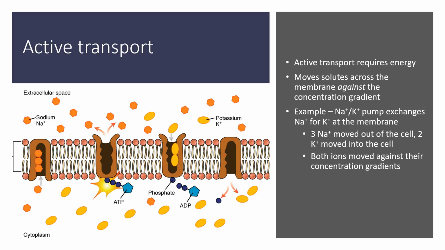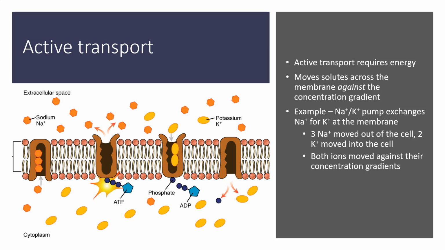Now we'll talk about active transport. So unlike diffusion, which is a passive process, active transport requires energy. It requires ATP, and it requires ATP because we're moving solutes uphill. We're moving solutes against the concentration gradient. So if you think of passive as something rolling downhill from high to low, active transport is going to go uphill from low to high.